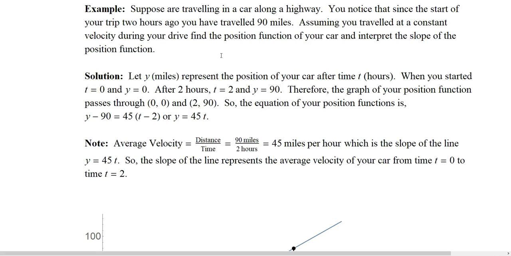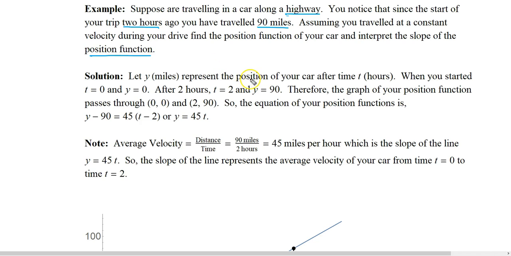So let's take a look at this example. Suppose we're traveling in a car along a highway, and you notice that since the start of your trip 2 hours ago, you have traveled 90 miles. Now let's assume that you traveled at a constant velocity during your drive. So you perhaps were on a highway, traveling at a constant speed down that highway. You didn't run into any lights or any traffic. Let's find the position function of your car and interpret the slope of the position function.